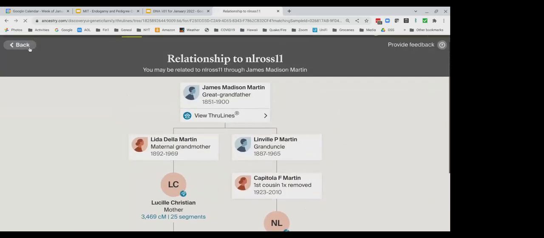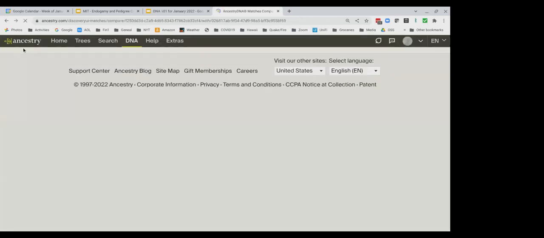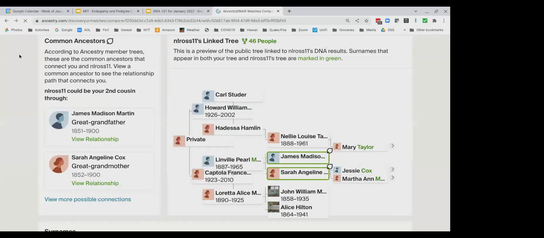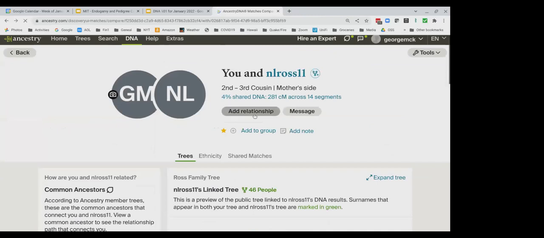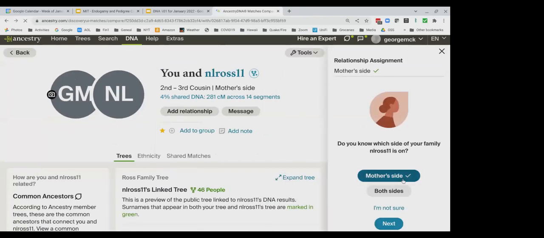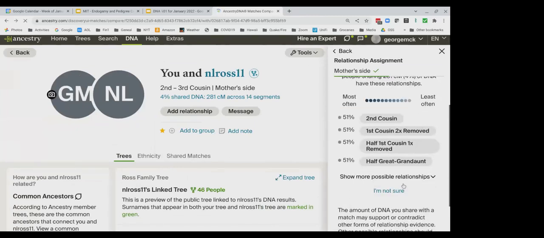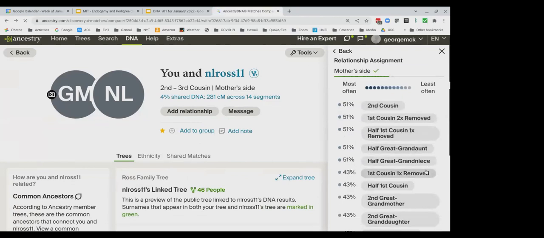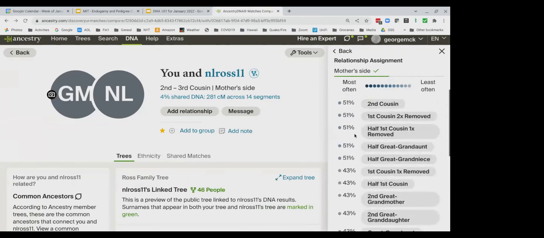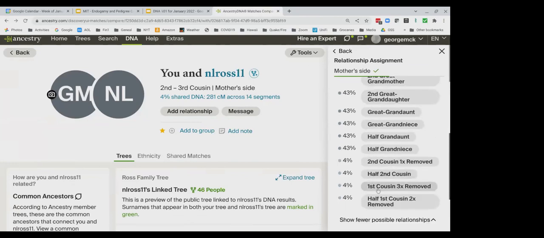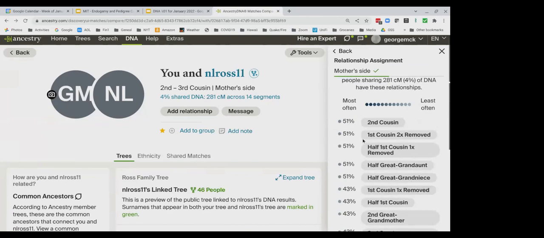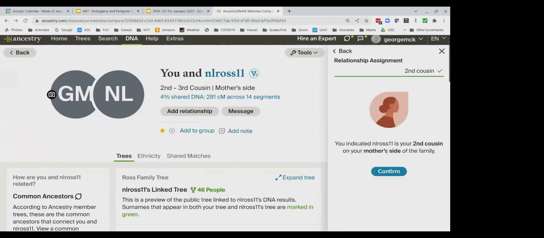Okay, so let's go back. So we're at the relationship, mother's side. Now, this one will have some other possible relationships. Lots of things. Notice the percentages go down, so it's possible this is a first cousin, third removed, but only 4% of the time is that true. But it's possible. It's shown up in the data. There was a second cousin, that one's pretty easy.